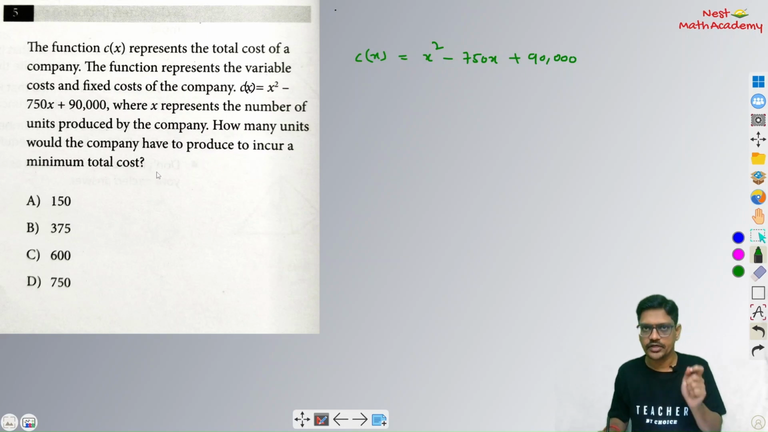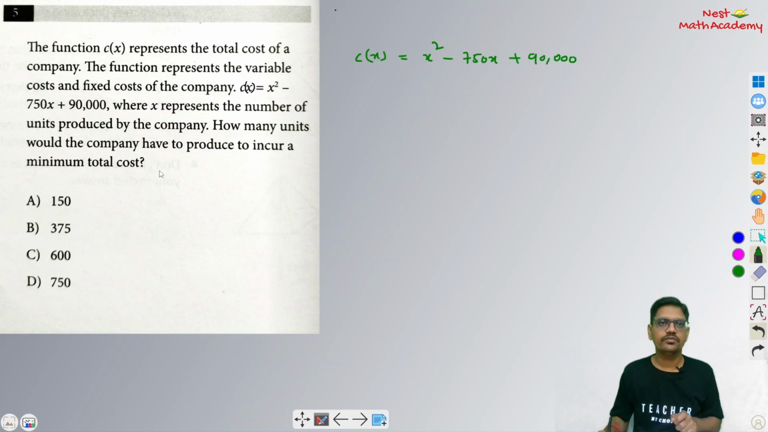So here it's very important to understand the meaning of the given statements. This C of x represents the total cost of the company, where x is the number of units produced. Now they want to incur a minimum total cost. C of x should be minimum. That means they're talking about the minimum value of the quadratic function.